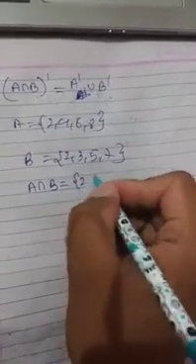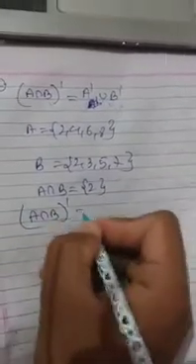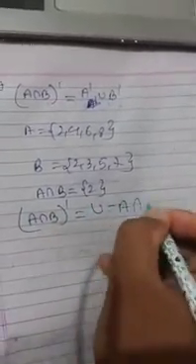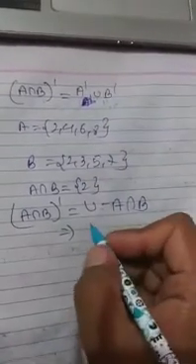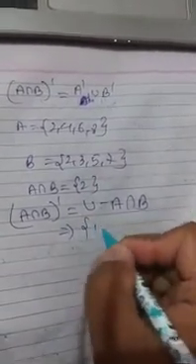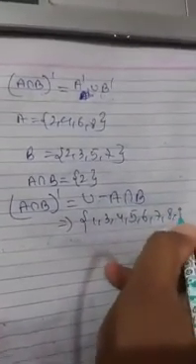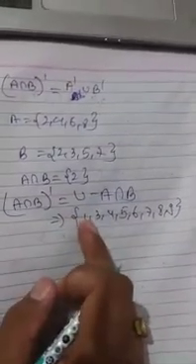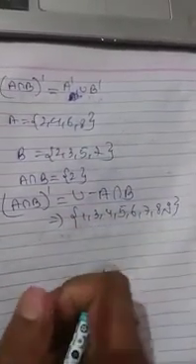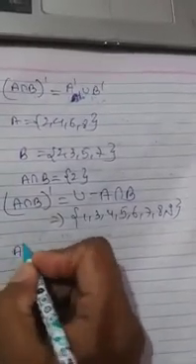Okay, only 2. So we have to find (A intersection B) complement, which is U minus (A intersection B). So it means only 2 will be cancelled out, other than that all the elements will be there. So {1, 3, 4, 5, 6, 7, 8, 9}. So we get (A intersection B) complement as only 2 will not be there, and other than that all the elements will be there.